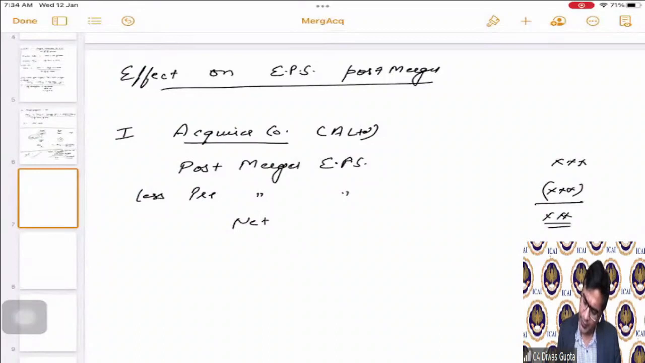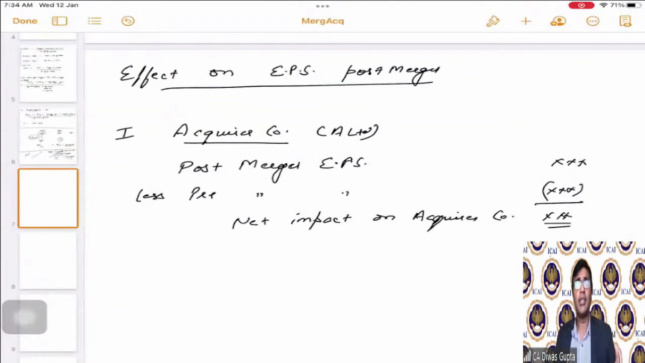Whatever this amount comes out to be, this is the net impact on the acquirer company, whether it is positive or negative. We will take the post-merger EPS and reduce the pre-merger EPS.